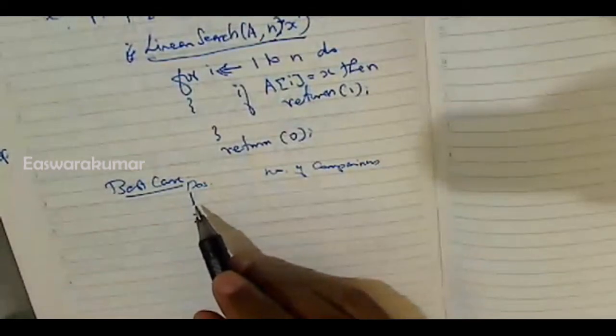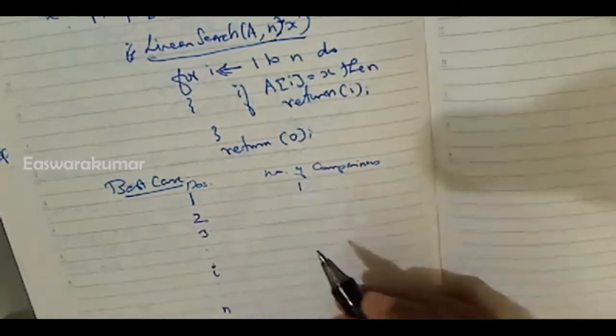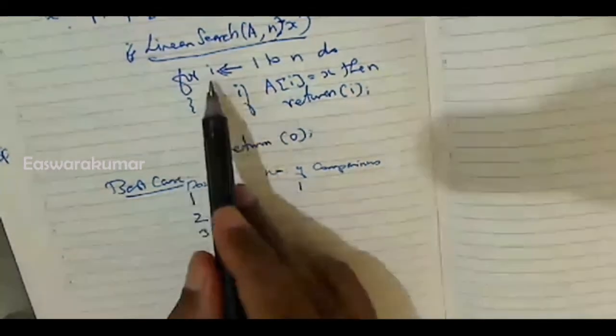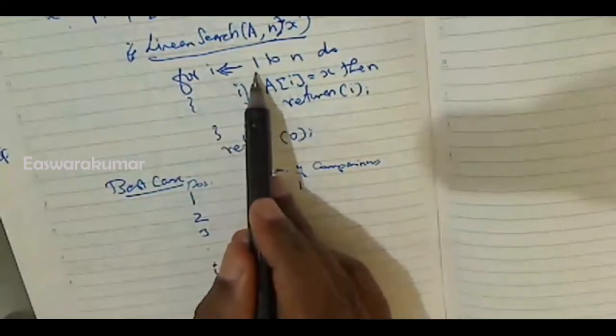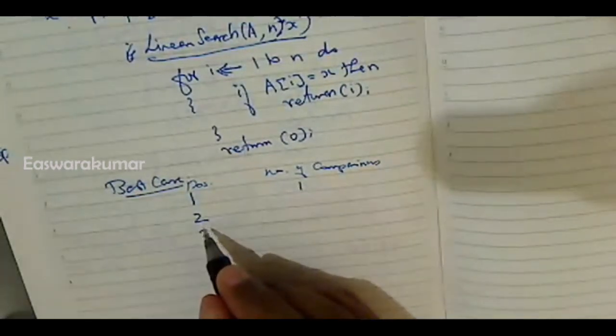Number of comparisons required: if the element is present in the first position, how many comparisons are required? Only one comparison, as our algorithm starts at i equal to 1. If the element is there, it will return immediately, so only one comparison is done. If the element is in position 2, how many comparisons are required?